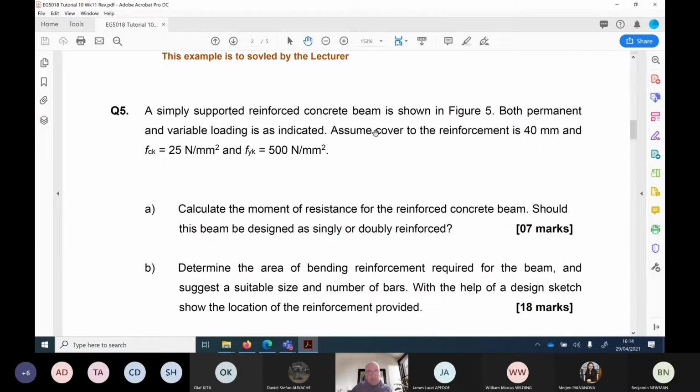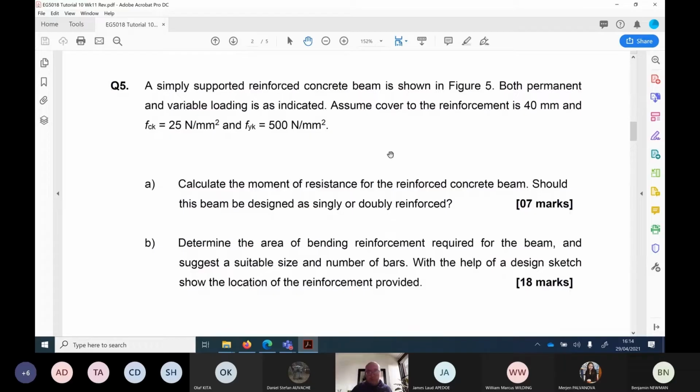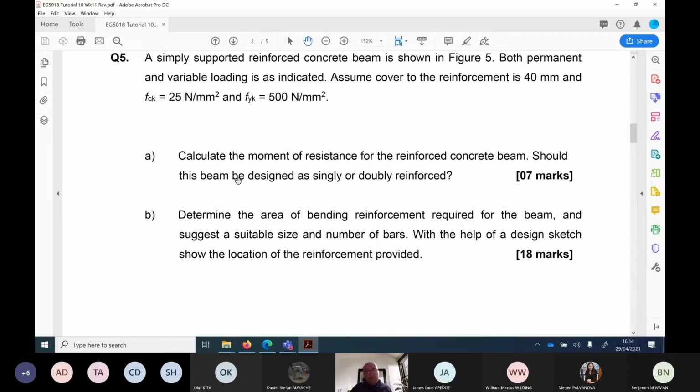A simply supported reinforced concrete beam is shown in figure 5. Both permanent and variable loading is as indicated. Assume cover to the reinforcement as 40 mm and fck 25 Newton per millimeter square. fyk is 500 Newton per millimeter square. Now first, we have to calculate the moment of resistance for this reinforced concrete beam, and whether this beam should be designed as singly or doubly reinforced.